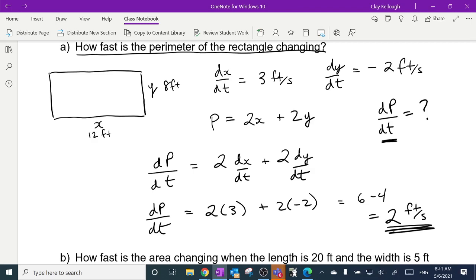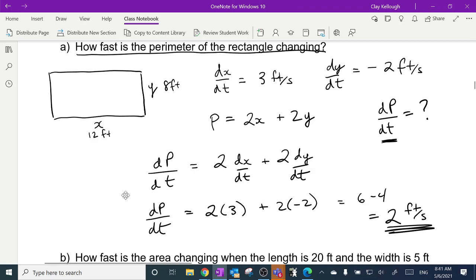All right. How fast is the area changing? Okay. Now notice that the perimeter is increasing. It's increasing at a rate of 2 feet per second. Is the area going to be increasing? Think about the picture. The perimeter was definitely getting longer as it got skinnier, right? But was area getting bigger?